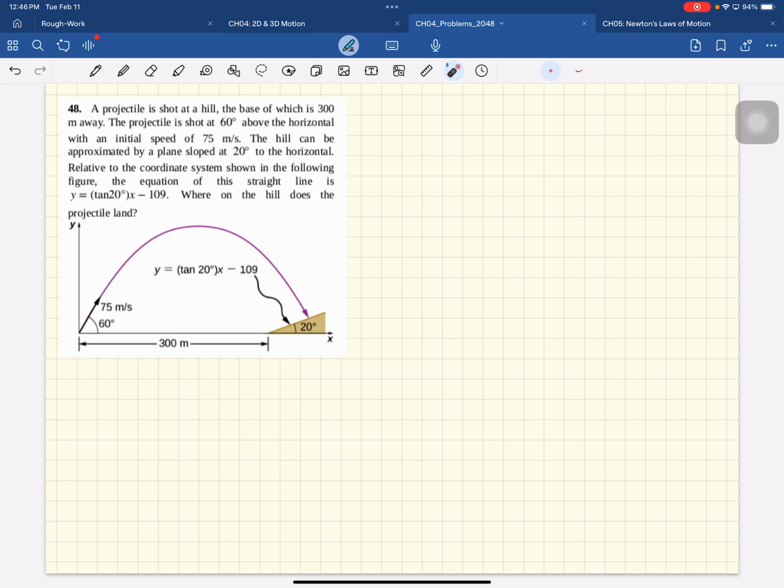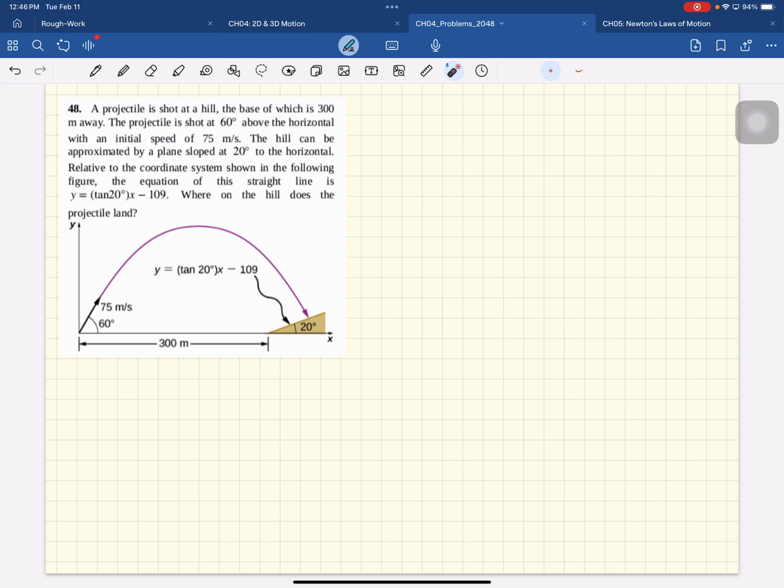All right. So here's an interesting problem. Again, a projectile, so air resistance is negligible. The only force acting on the object is the force of gravity. Very good.